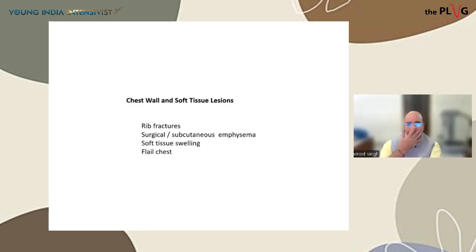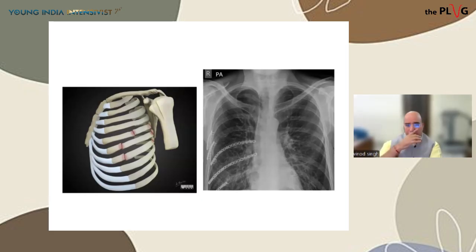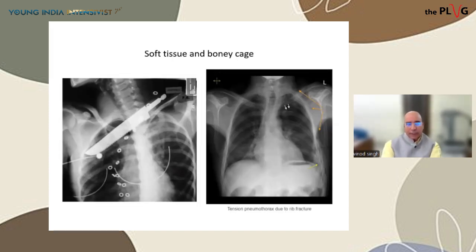Now coming to the first thing, which is the chest wall and the soft tissue, we should look at rib fractures, also surgical and subcutaneous emphysema, soft tissue swelling, and flail chest, particularly in trauma patients. Look here, you can see that there is a flail chest and there is a fixation of ribs. We should not miss it. And here you can see that there is some instrument or some object in the soft tissue, which has not penetrated the lung.